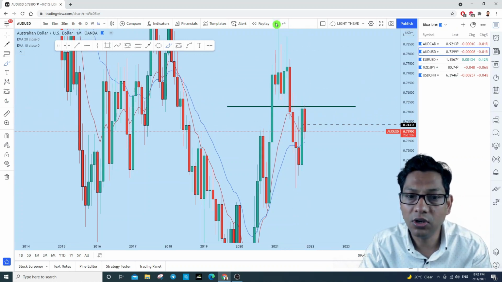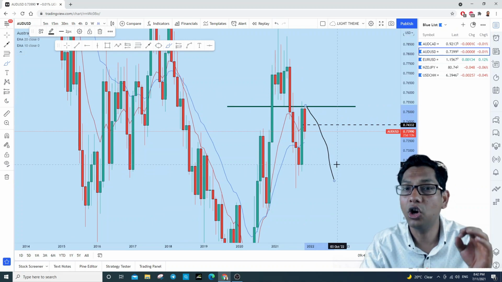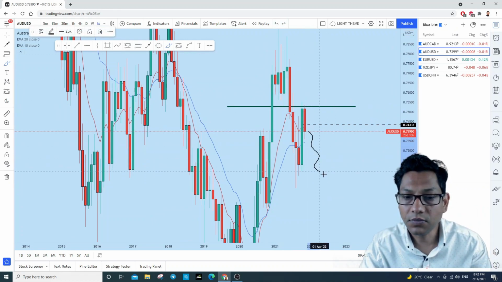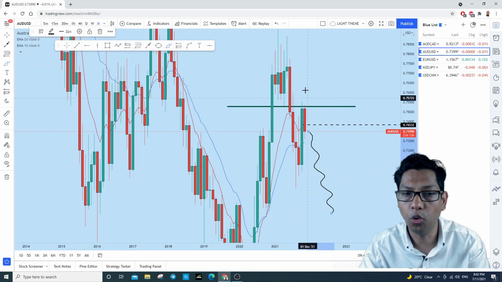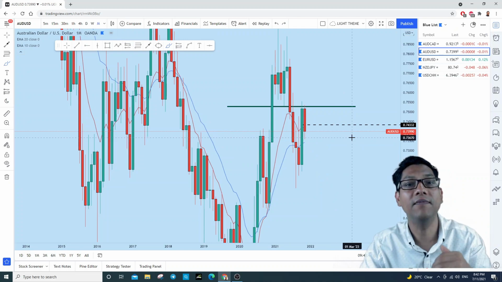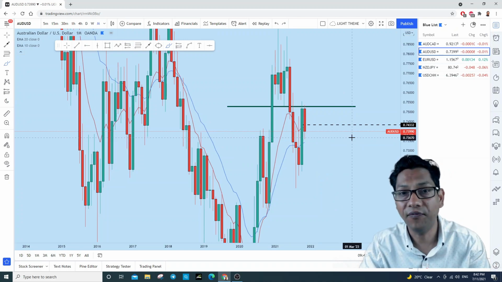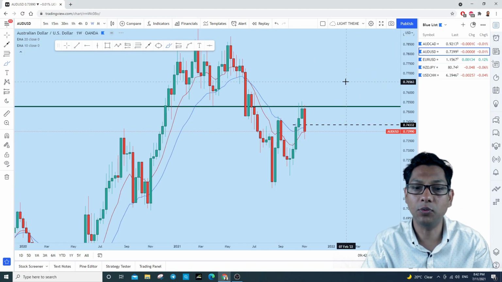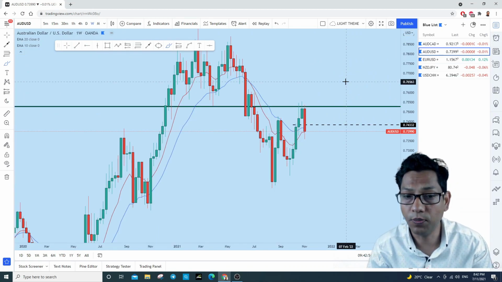And now what we see on the monthly is a clear drop from here. What you can expect is a new lower low on the monthly as well. This month will drop, and even the next month and after that as well. So let's jump on to the weekly time frame to see how we can trade this instrument.